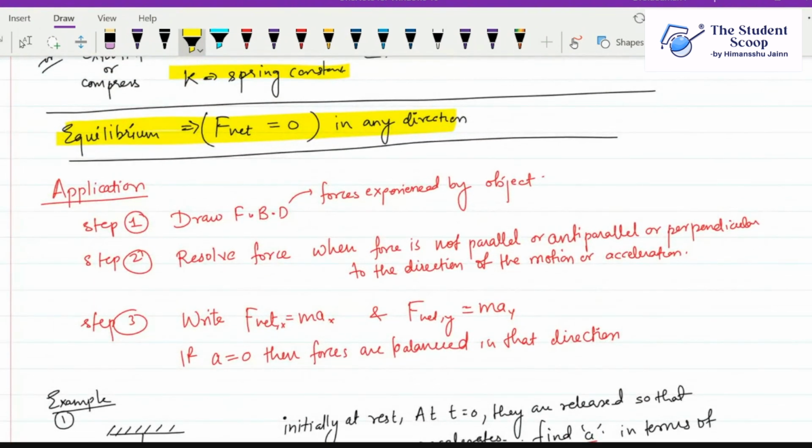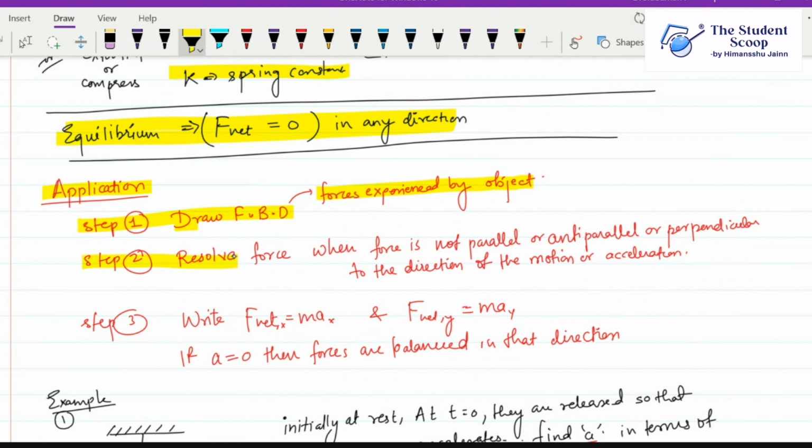How do we solve any force-related problem? I always break down the problem statement into three steps. First, draw a free body diagram. The free body diagram gives us the forces acting on an object. We always have to consider the forces experienced by the object, not the forces experienced by the other object, or the object itself applying force on another object. We don't have to consider that. So if there are two objects in the question, always draw two separate free body diagrams.